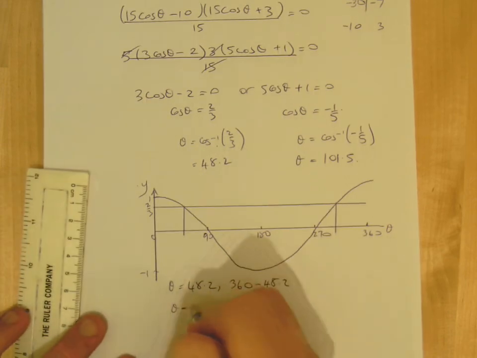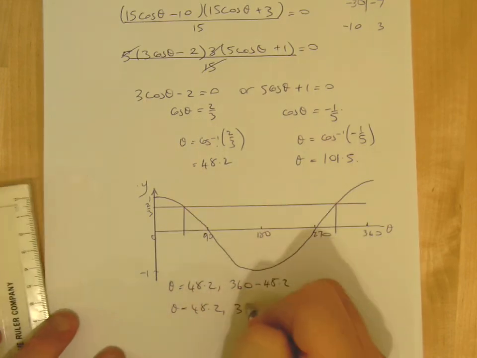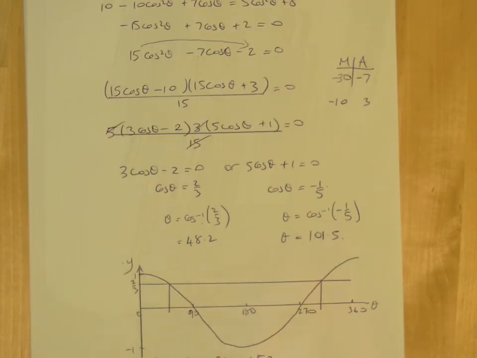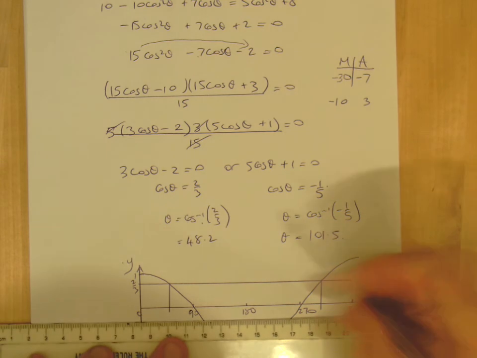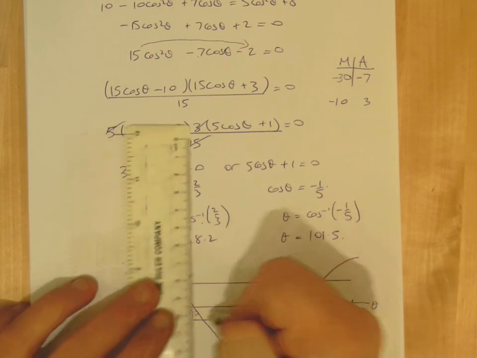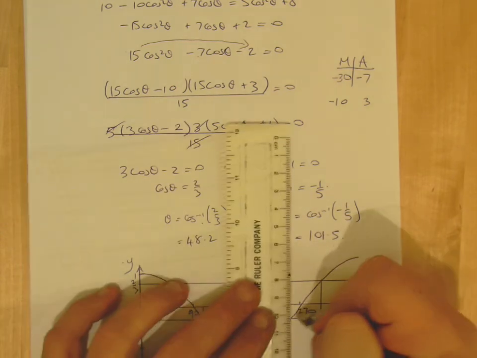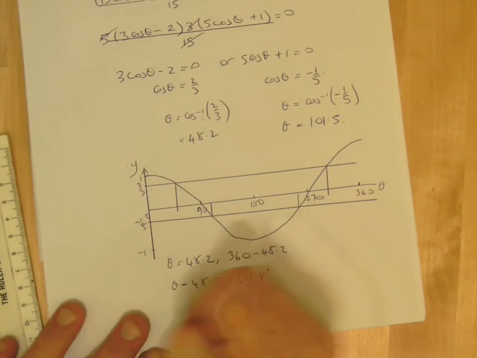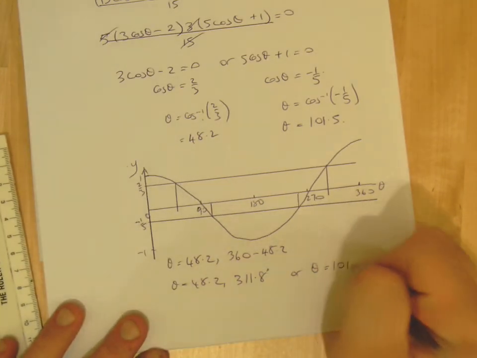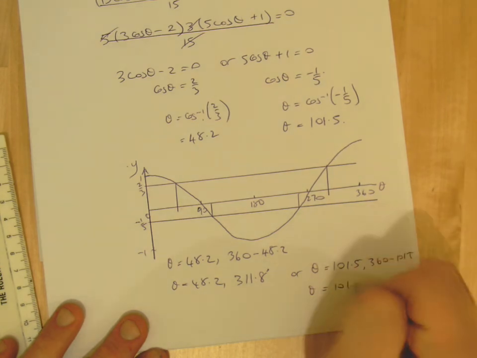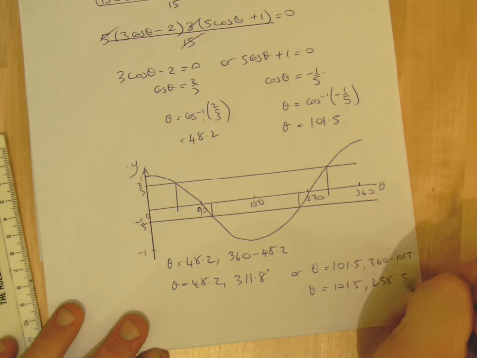So you get 48.2 or 311.8. So you calculator there. And then the other solution equals minus a fifth. So minus a fifth is about there, isn't it? Okay. So you could see where it hits the curve here, that's your 101, and then here, to get that, well, you symmetry, so it'll be 360 minus 101, so you got 101.5 or 360 minus 101.5, so 101.5 or 258.5, and there's your 4 answers.